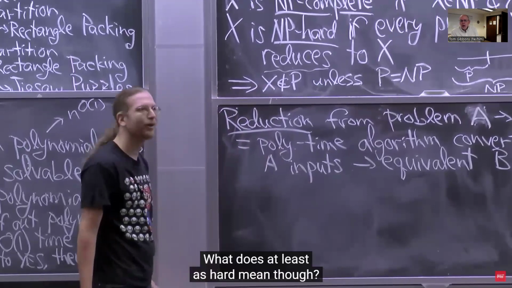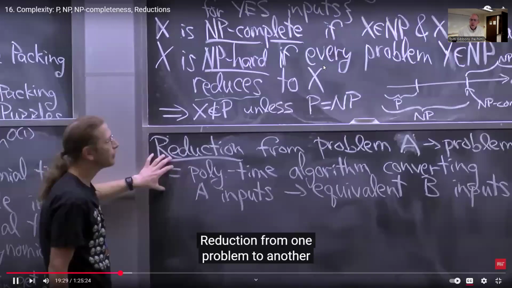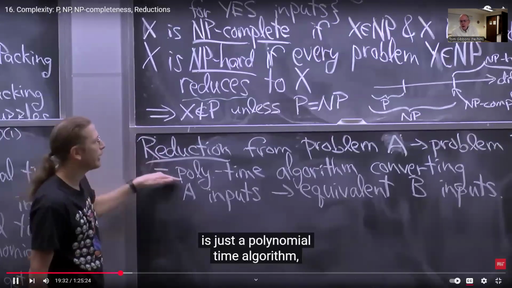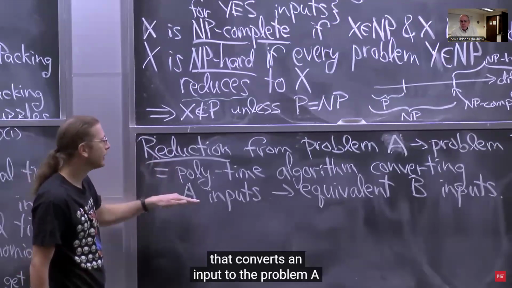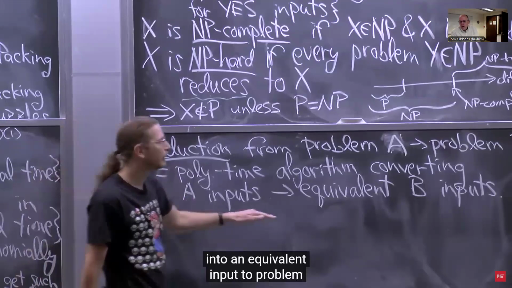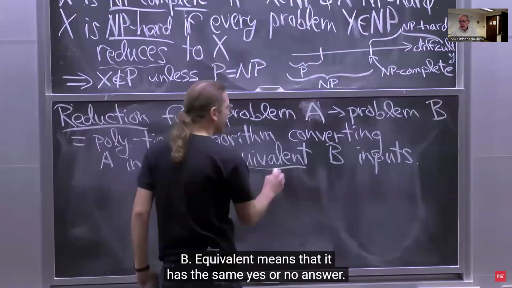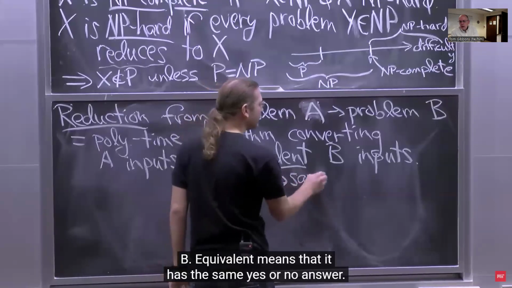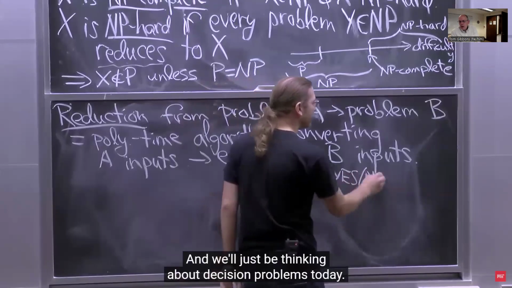Okay, what does at least as hard mean, though? We're going to define it in terms of reductions. A reduction from one problem to another is just a polynomial time algorithm, regular deterministic polynomial time, that converts an input to the problem A into an equivalent input to problem B. Equivalent means that it has the same yes or no answer. We're thinking about decision problems today.